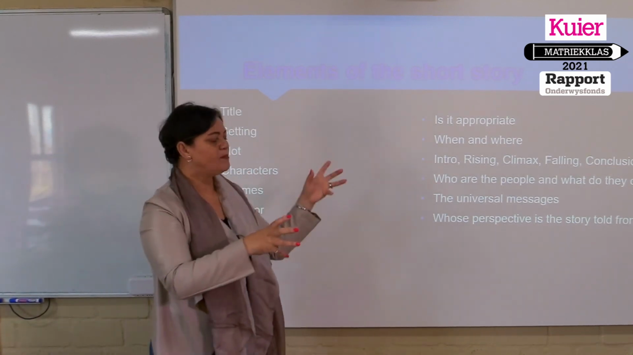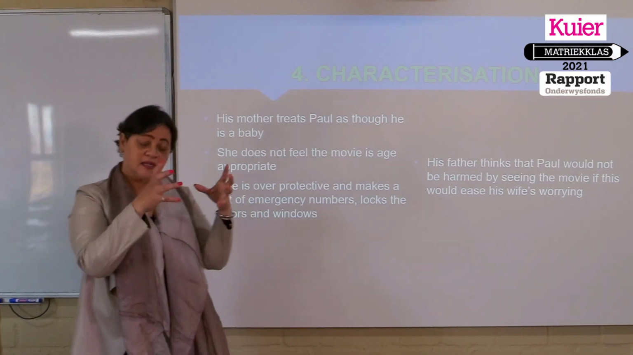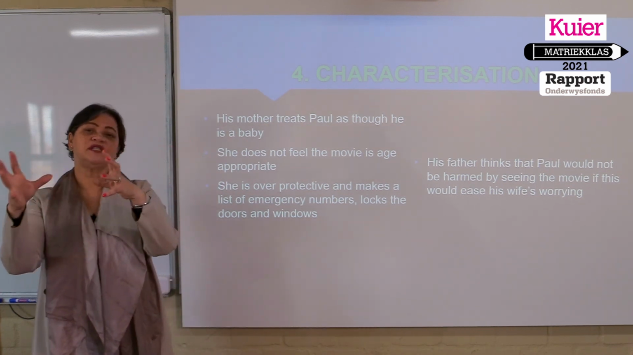I love the question about Paul's mother and her being overprotective. Just look at Paul's mother. She treats Paul as though he is a baby. So if they ask you the question, or they make a statement, Paul's mother is overprotective. Discuss your opinion. Now they are not saying, what do you think? They are saying, what do you think based on what she does in the story? So in the story, she treats him like a baby. She doesn't feel the movie is age appropriate. She's overprotective, makes a list of emergency numbers, locks the doors and the windows, asks Paul, do you know how to make phone calls?